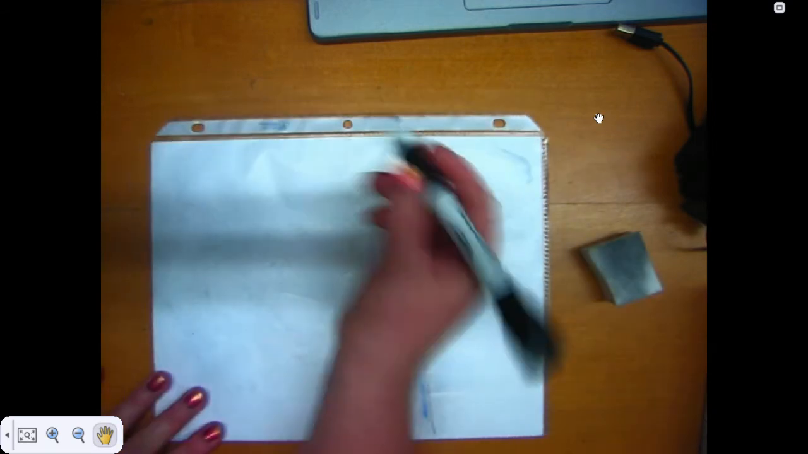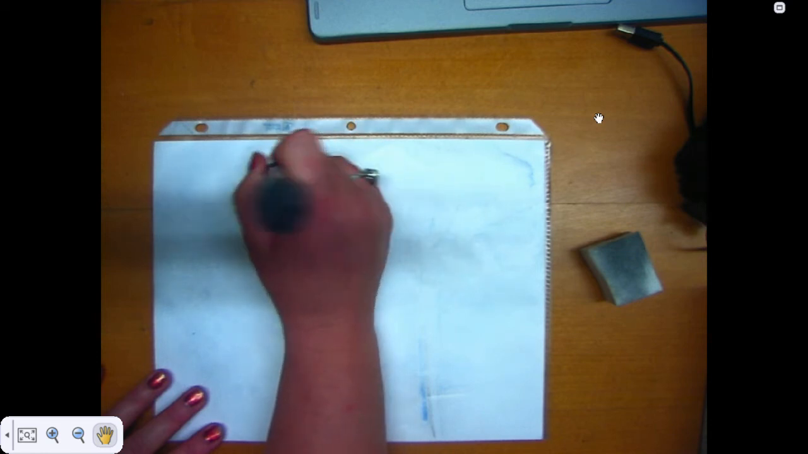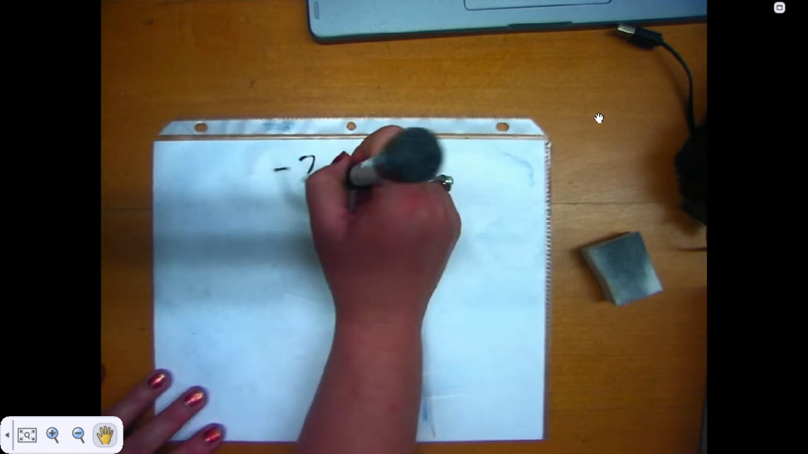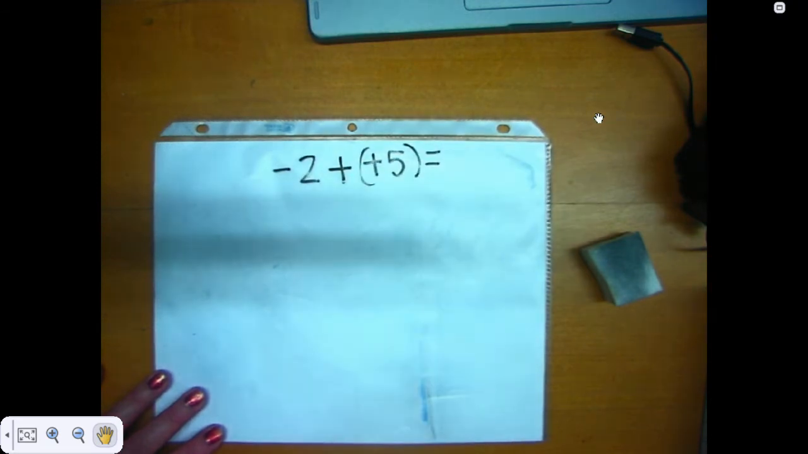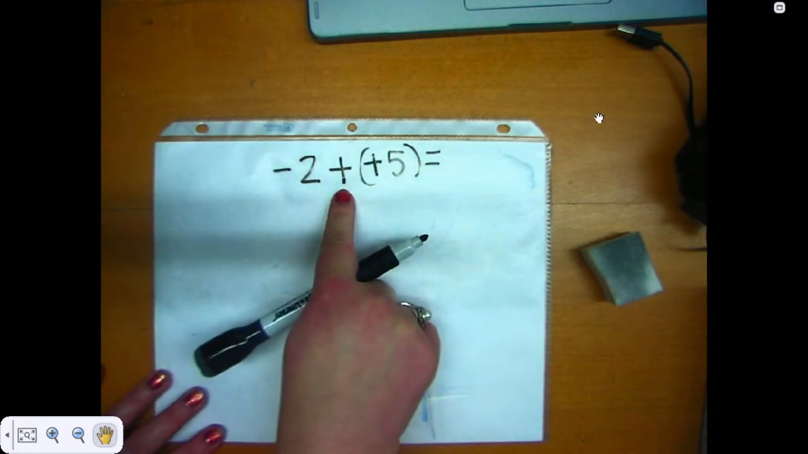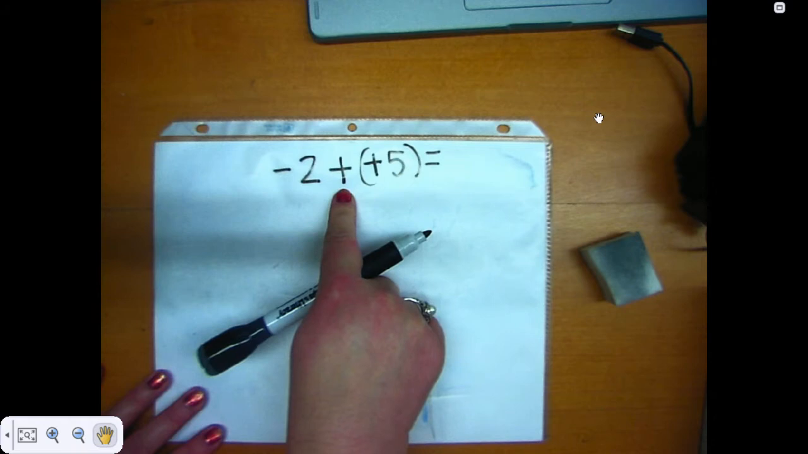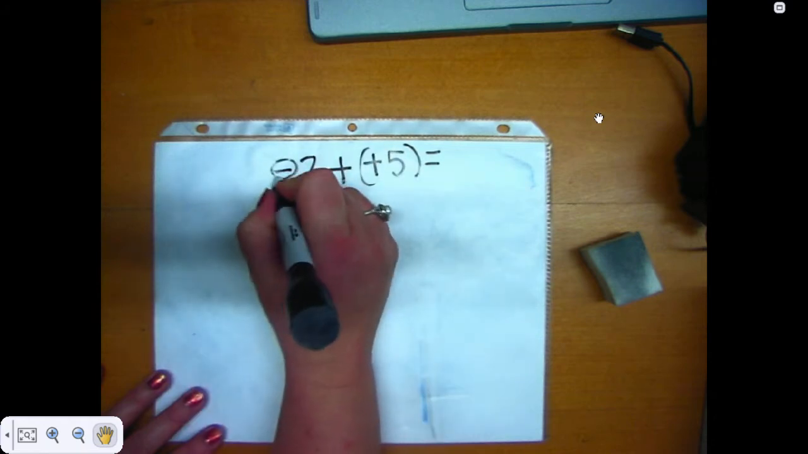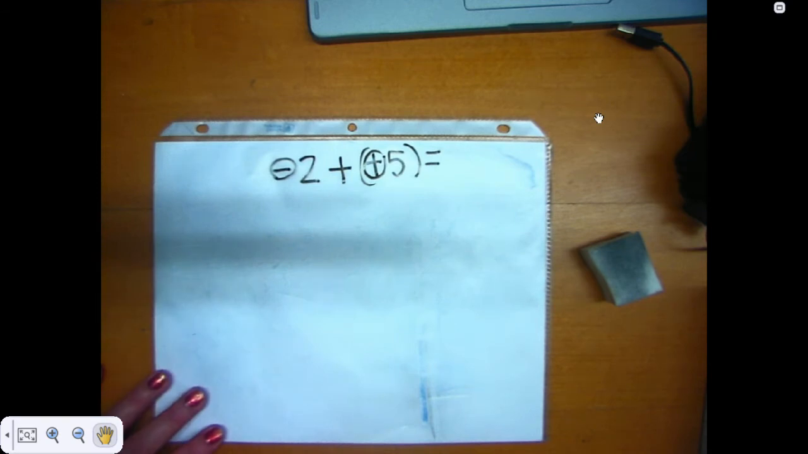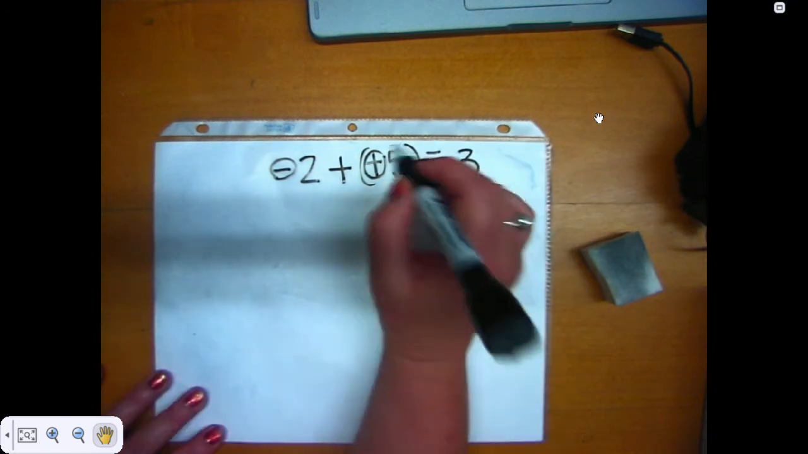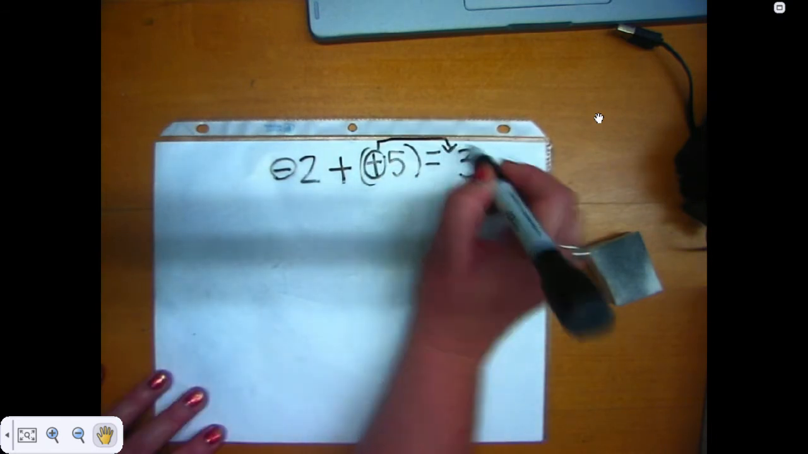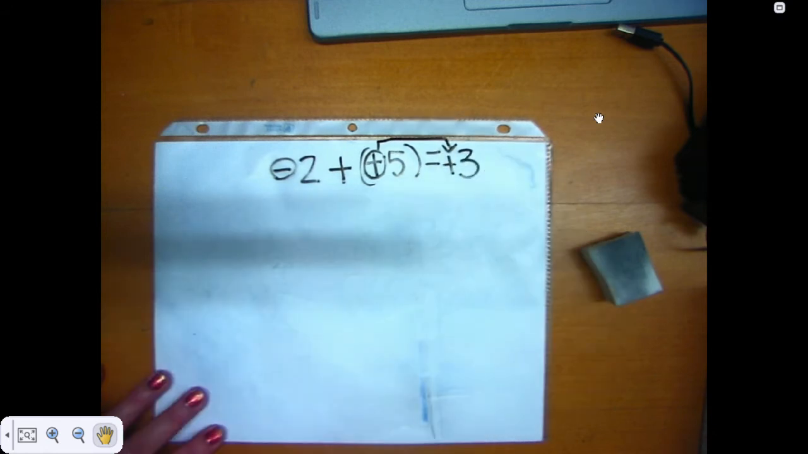This time, let's do opposite signs. So let's do negative 2 plus positive 5. If I'm looking at this as rules, I see that it is addition, so that means I can just use my rules. So I'm going to circle my signs. Now this time my signs are different, and different means difference. So I'm going to subtract. 5 minus 2 is 3. And I keep the sign of the number with the largest absolute value, which is positive.